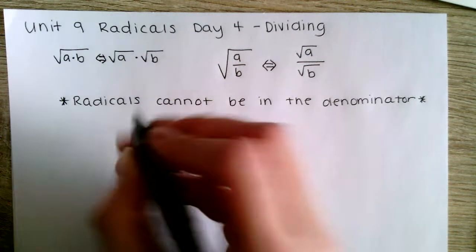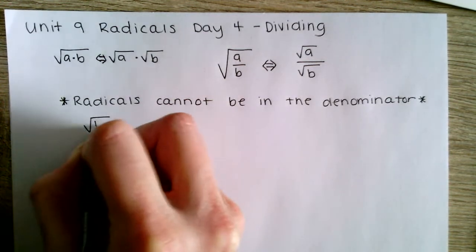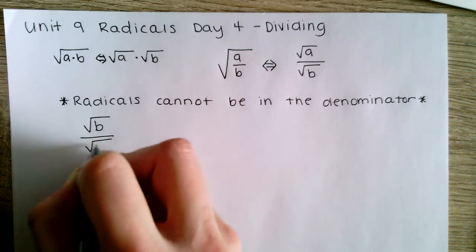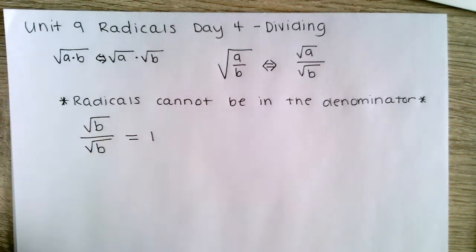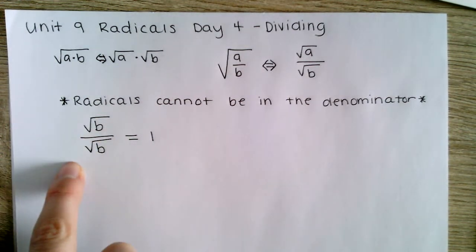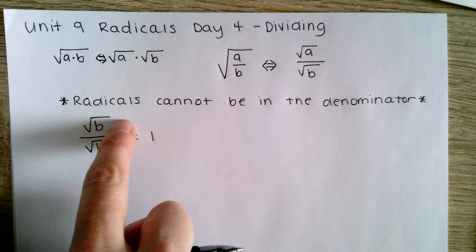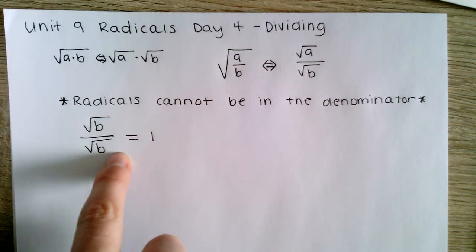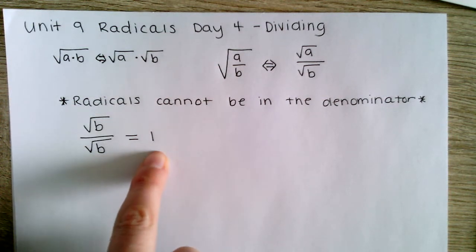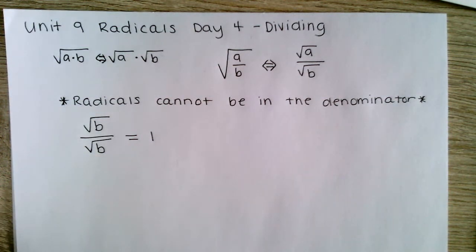And just a reminder, if we have something like radical b divided by radical b, that is equal to 1, because anything divided by exactly itself is equal to 1. It doesn't matter what's in this radical, as long as it's the same as what's in this radical, it's equal to 1. And multiplying things by 1 does not change the value of the problem. It may change the way the problem looks, but it will not change the value of the problem.